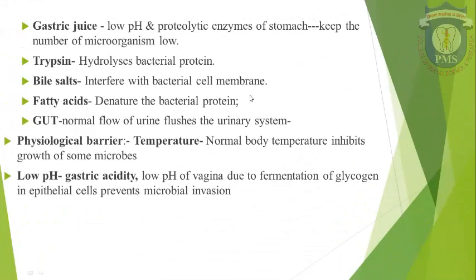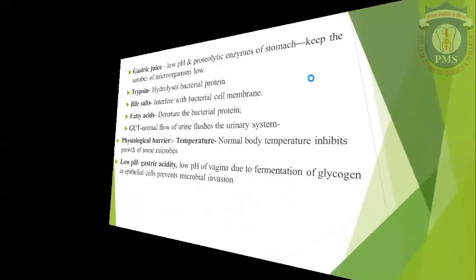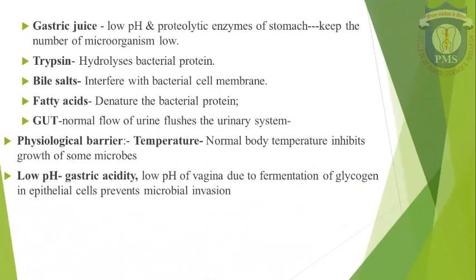Then gastric juice. Gastric juice helps to provide innate immunity, that is low pH and enzymes of the stomach keep the number of microorganisms low. The enzymes include trypsin, bile salts, then fatty acids are there, then the genitourinary tract. That is the normal flora of urine flushes the urinary system.